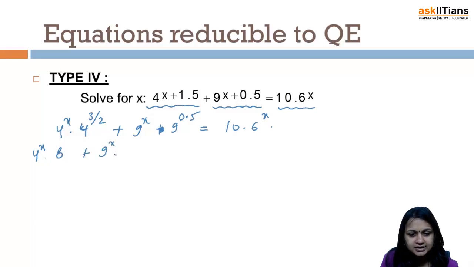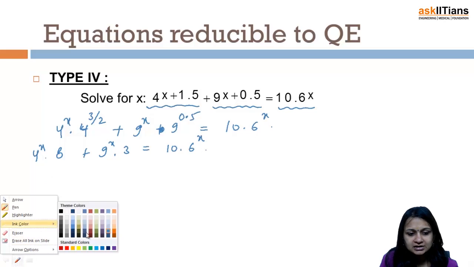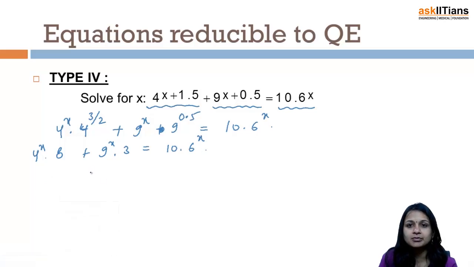9 raised to the power x. What is 9 raised to the power 0.5? 3. That is equal to 10. 6 raised to the power x. So here also I cannot see that it has resolved into something simpler form. So that means I have to do something else.